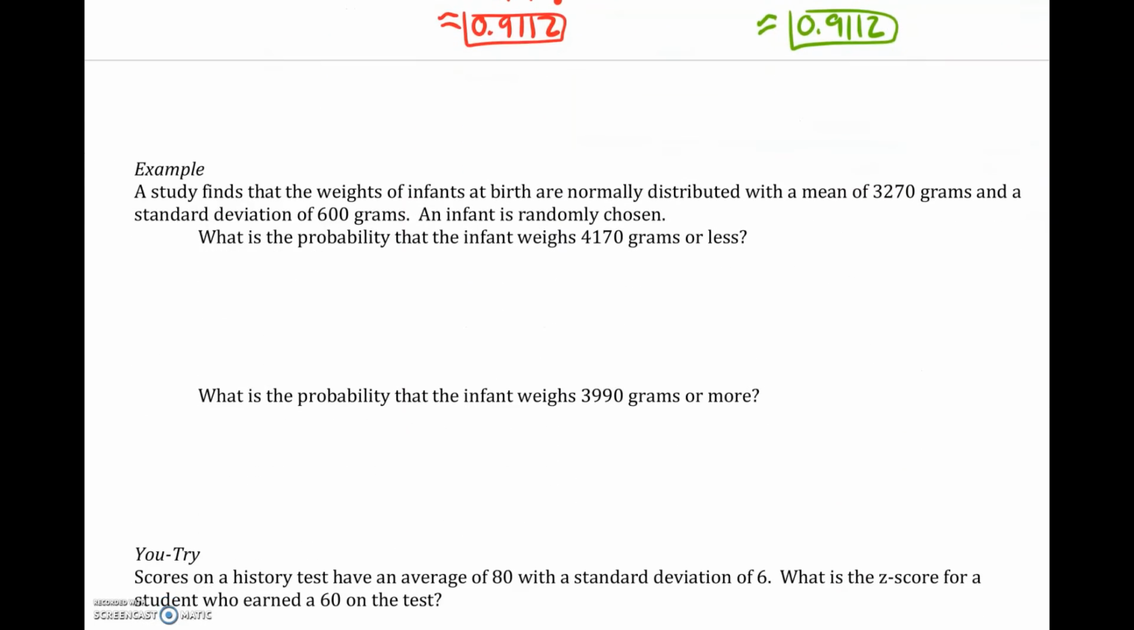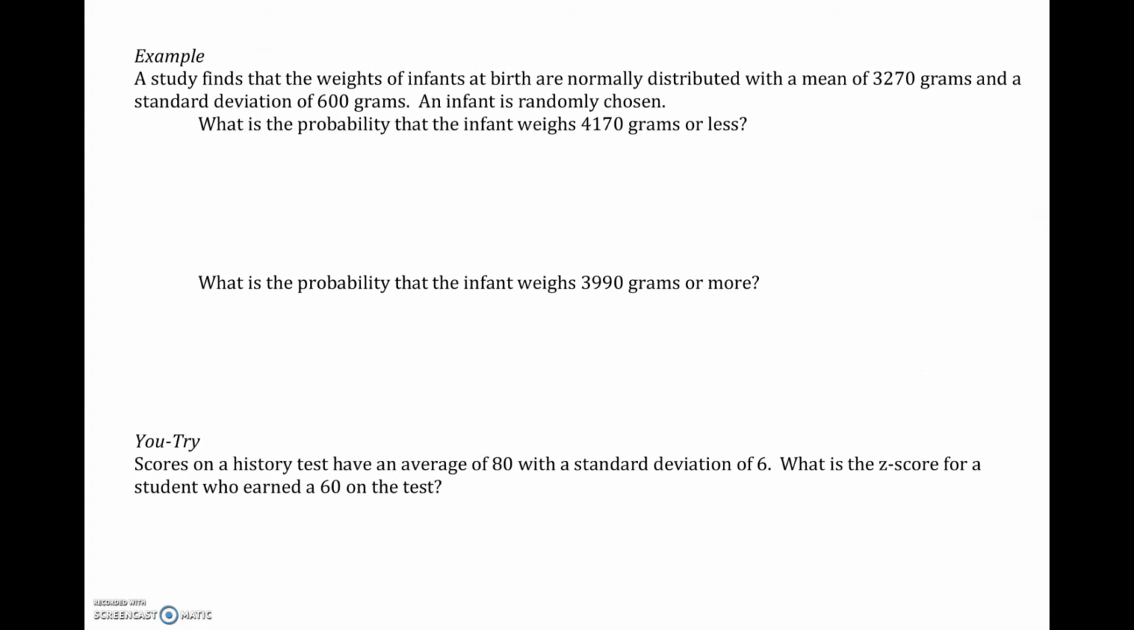So this example says a study finds that weights of infants at birth are normally distributed. Important, because we can't do the z-score stuff without normal distribution, with a mean of 3,270 grams and a standard deviation of 600 grams. And like I said, don't worry about if it's population or if it's sample. We're just going to use that standard deviation. So some random infant is chosen, and we want to know a couple things. What is the probability that the infant weighs 4,170 grams or less?